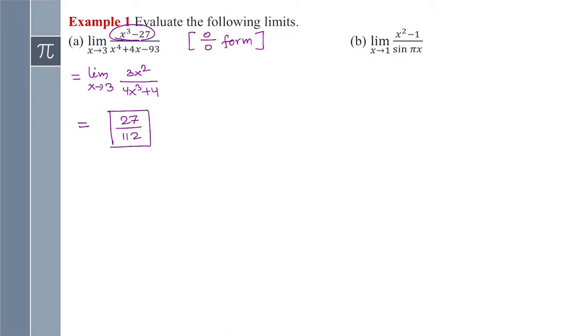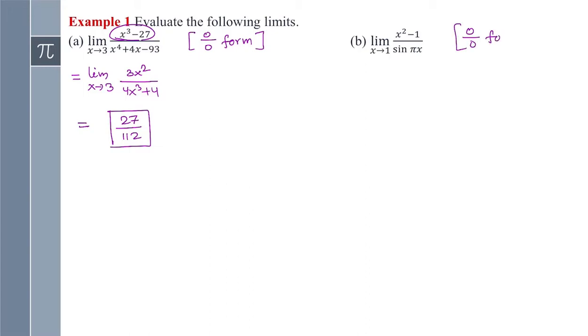Okay, let's look at the next one. Now again, if I plug in 1, I get 1 squared minus 1, which is 0 in the numerator, divided by, if I plug in 1, sine pi times 1, which is sine pi, and sine pi is 0.